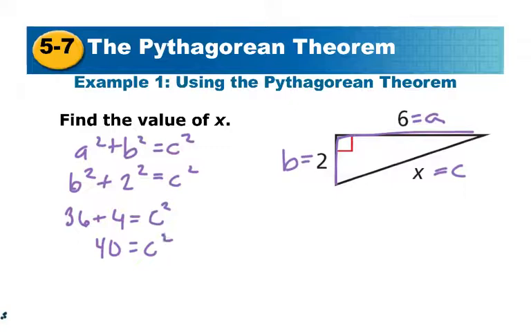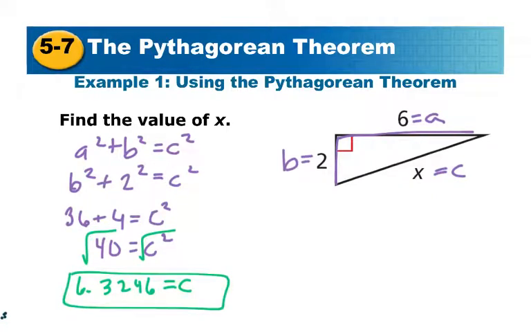But of course that's not the end. We're trying to get c by itself. We want the actual length. So we undo the square by doing a square root, and then the square root of 40 ends up being our solution. So the square root of 40 is 6.3246, something like that, and so that would be the length of the hypotenuse.